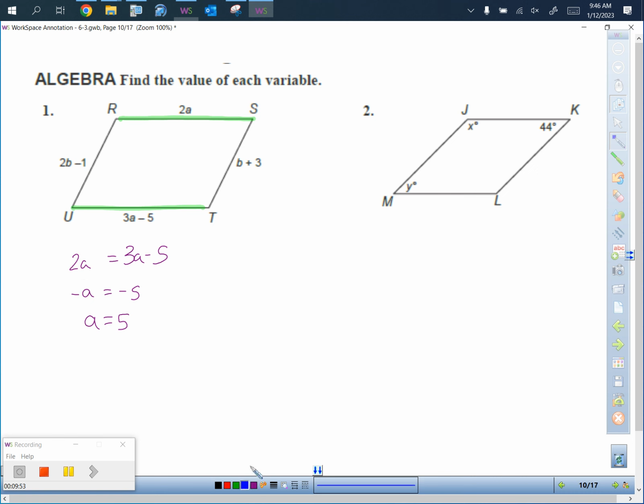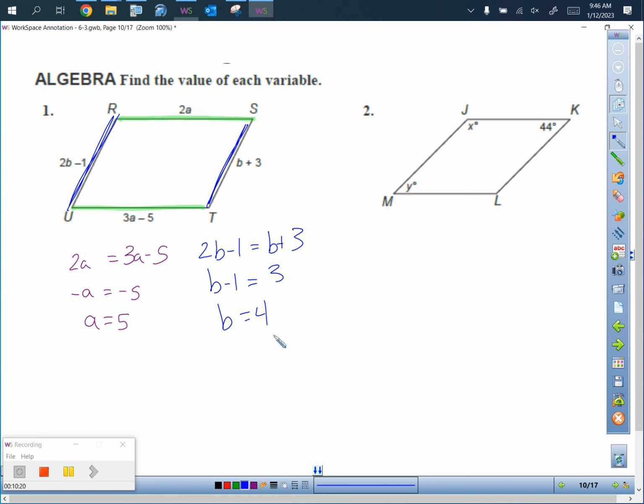How about this? What could we do to solve for B? Are these opposite sides in a parallelogram? Yes, no, maybe? So shouldn't 2b minus 1 equal b plus 3? I'll let you solve. Very basic algebra at the beginning here. So I'm going to subtract my b over and get one more b over here. There's a minus 1 there, equals 3. B equals 4.